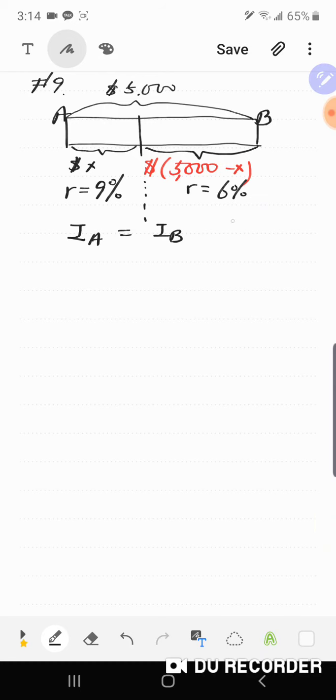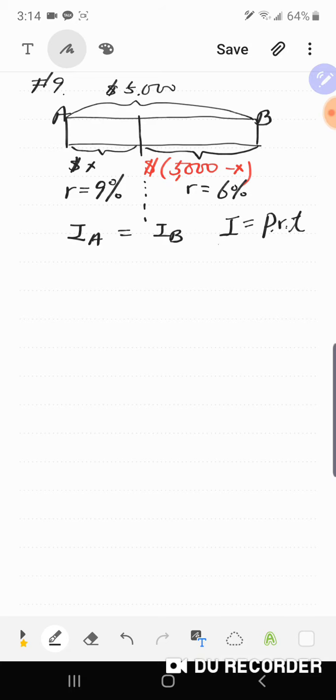So the interest formula is this. Interest is PRT, principal times the annual interest rate and then number of years, T. So in this case, the question is, how much should be invested in the first account so that both accounts earn the same amount of interest? So the interest you earn from bank A should be equal to the interest you earn from bank B.